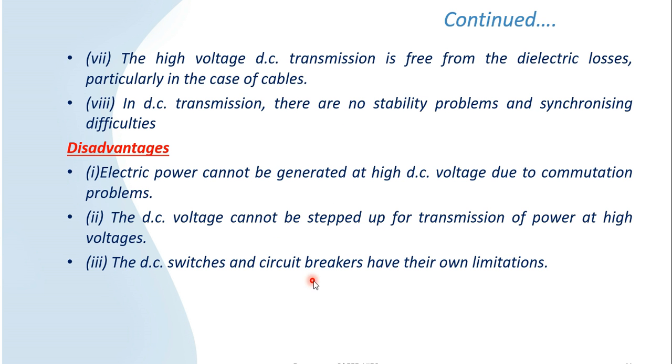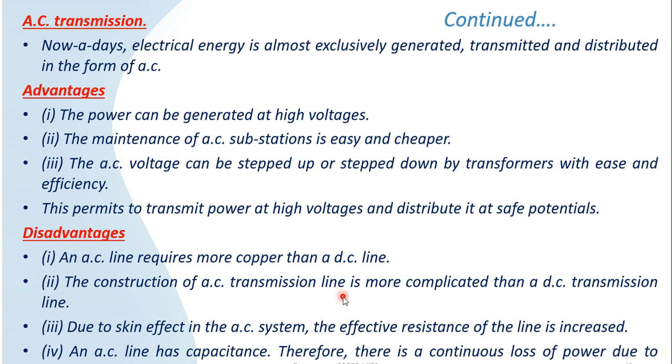The DC switches and circuit breakers have their own limitation. Nowadays, all the switches and circuit breakers are mainly designed for AC systems. Then we have a look at the AC transmission system. That is the commonly used one.